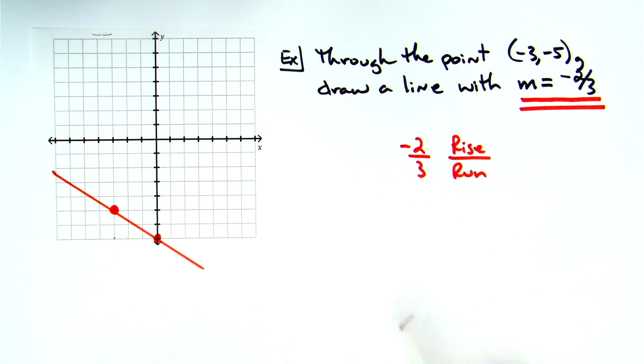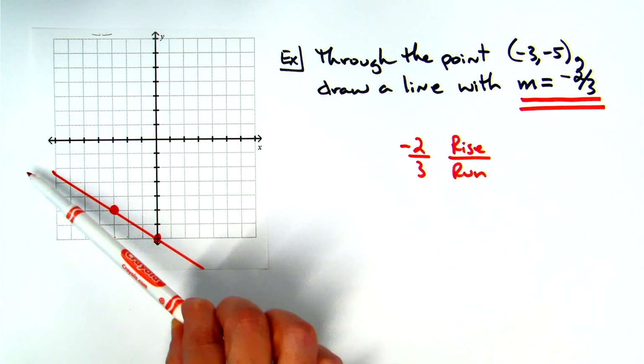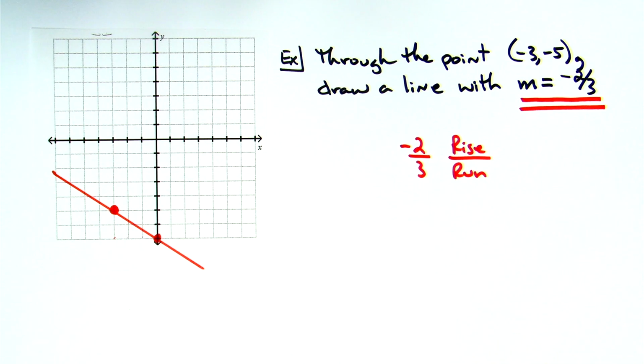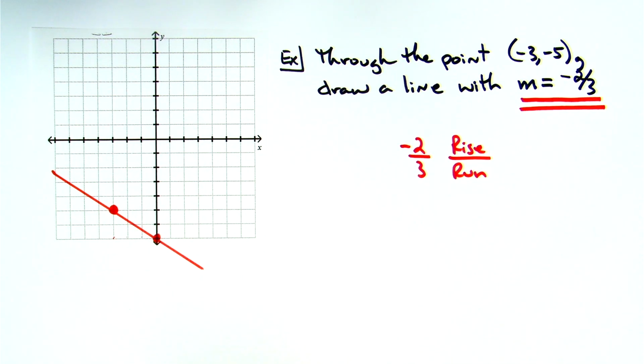Now does this make sense? A line that looks like this, starts in the top left and goes down to the bottom right, is that supposed to have a negative slope? Yep, and I got a negative slope. Makes sense. (-3, -5), yep, went through that point right there, so I've done it.